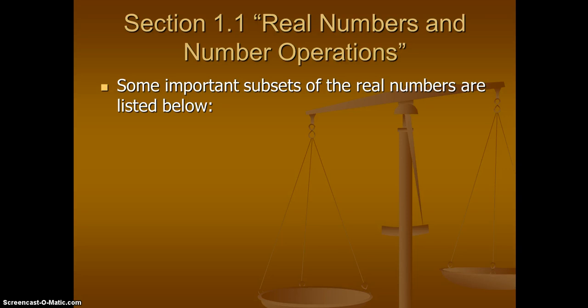There are subsets of real numbers. All numbers are real, but there are subsets of real numbers. For example, whole numbers are a subset of real numbers. Whole numbers begin with 0 and move to the right, towards the positive numbers. And the ellipsis means that this continues on forever.